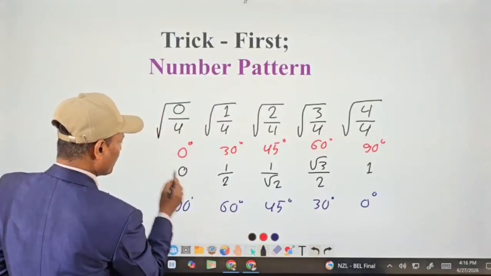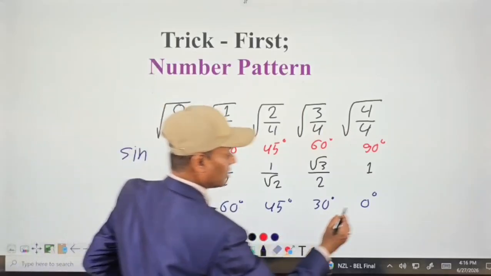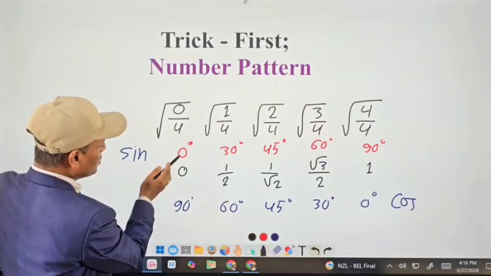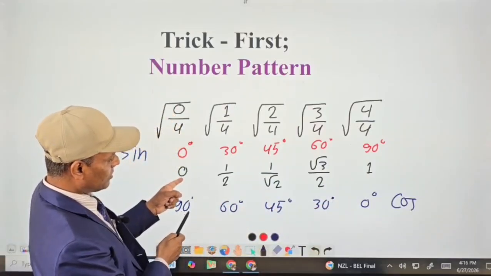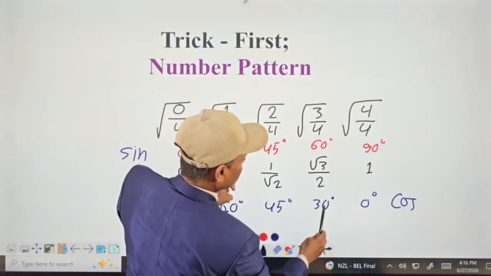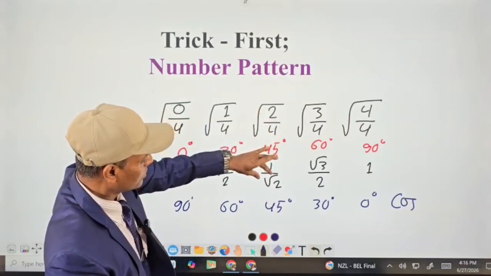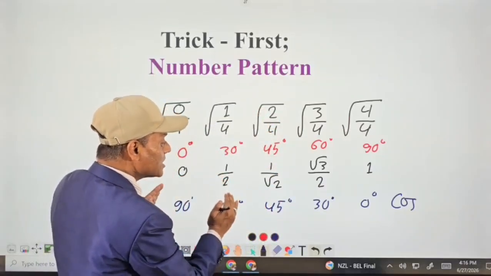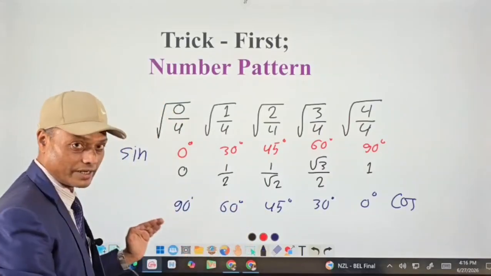From left to right, it gives the value of sine, and from right to left, it gives the value of cos. For example, sine 0 degree is 0, but cos 90 degree is 0. Sine 30 degree is 1 by 2, you can see, but cos 30 degree is root 3 by 2. Sine 45 degree 1 by root 2, and cos 45 degree is also 1 by root 2. Isn't it? So from this pattern, you can easily remember all the values of sine and cosine.